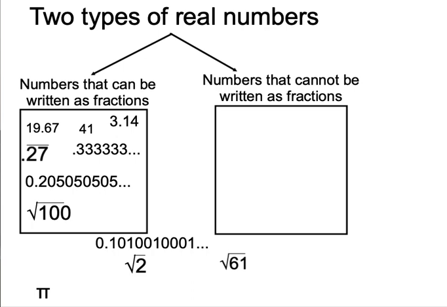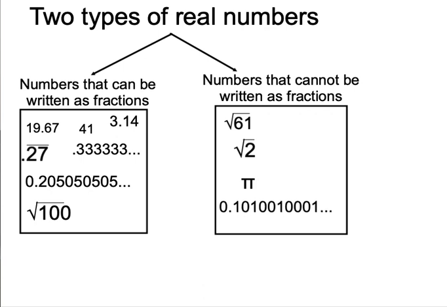Irrational numbers, or numbers not able to be written as a fraction, would include the square roots of numbers that are not perfect squares, like the square root of 61 and the square root of 2. A number like pi. And a decimal that goes on forever without repeating. Now this one does have a pattern, it's just not a repeating pattern: 0.10100100001, and then after that it would have 4 zeros and then a 1 and then 5 zeros and a 1, etc.